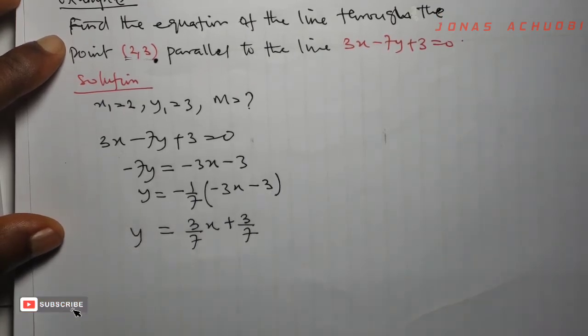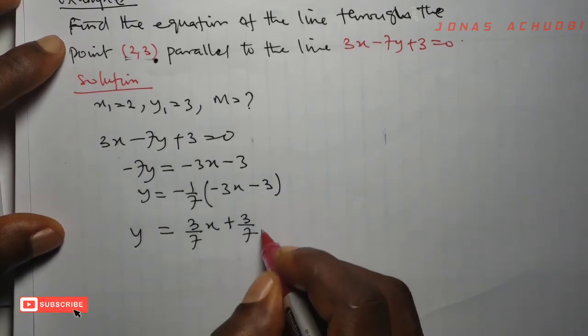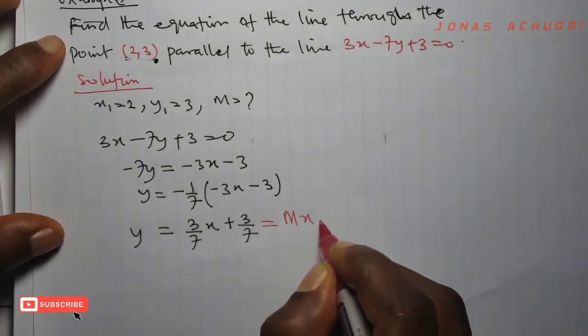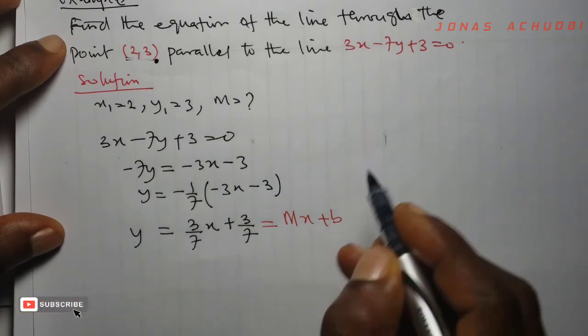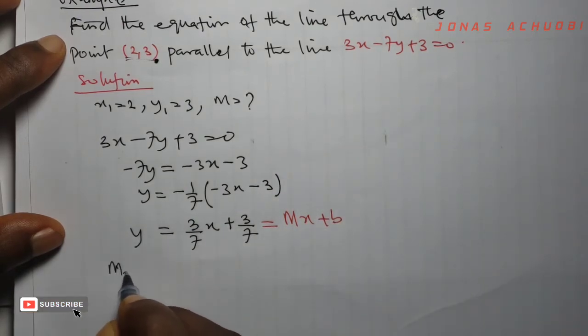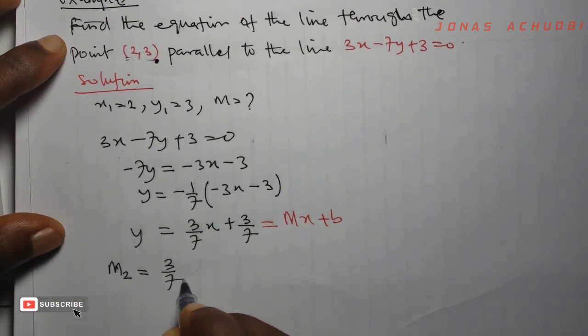Now, if you observe, you see that this equation now has been written in the form mx plus b, which we refer to as what? The slope-intercept form. So from here, what do we say? So the slope of the line, of the second line, call it m2, is what? Is 3 over 7.